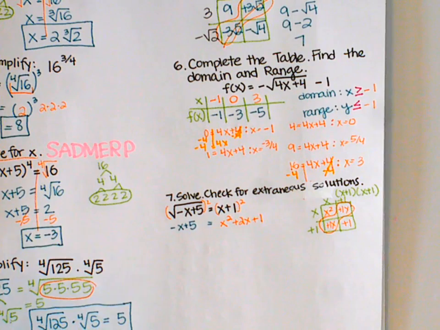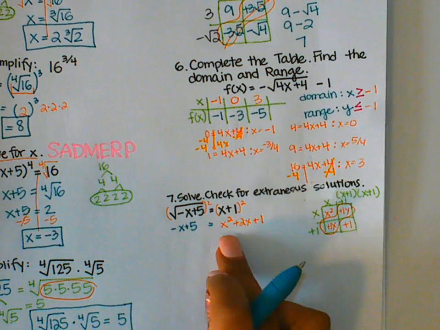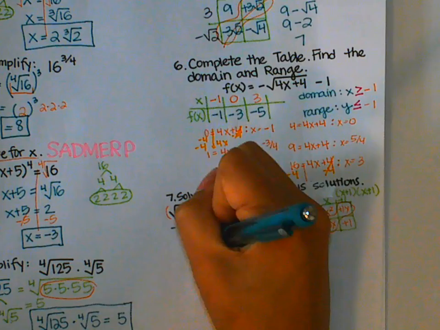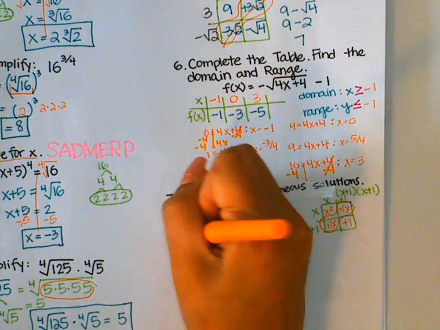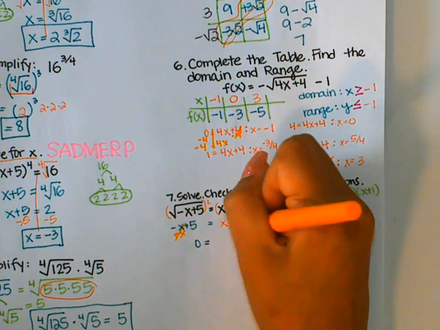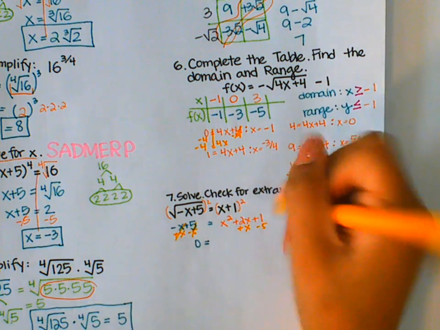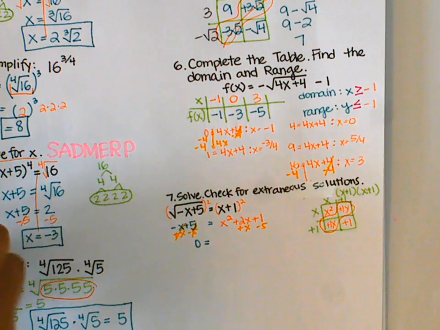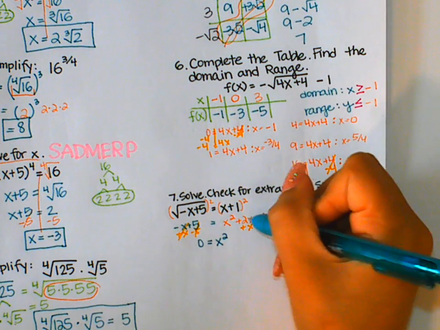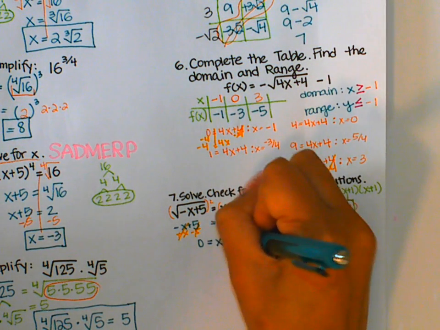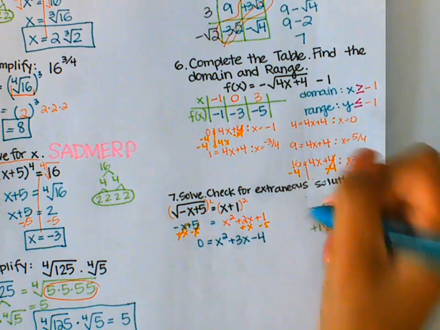And I get to bring that down, because I squared it, the radical goes away. At this point, I can combine my like terms. So I'm going to add the x to cancel that out, and add the x here, and then subtract the 5 to cancel that out, and subtract the 5 here. My x squared doesn't change, so 2x plus x is 3x. 1 minus 5 is negative 4.